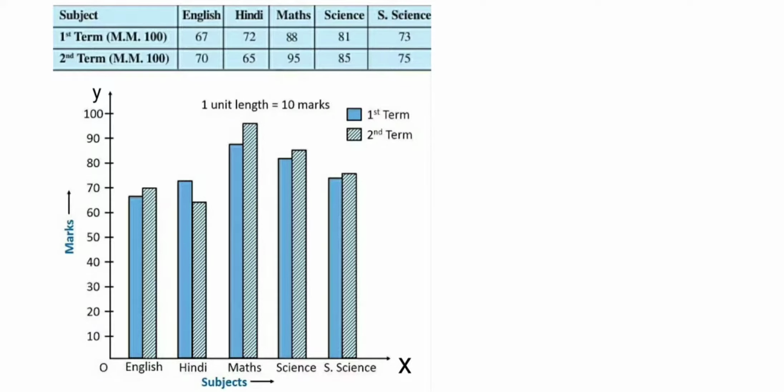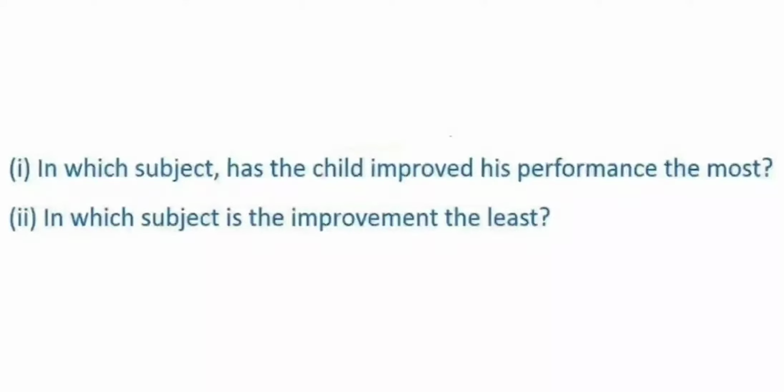So subjects are taken on the x-axis and marks on the y-axis, and the scale is 1 unit length equal to 10 marks. As it is a double bar graph, two sets of data are represented simultaneously on a graph. So we will use two sets, one lined, the other solid. English mark is 67 in the first term and 70 in the second. So first we represent 67, then 70, and so on.